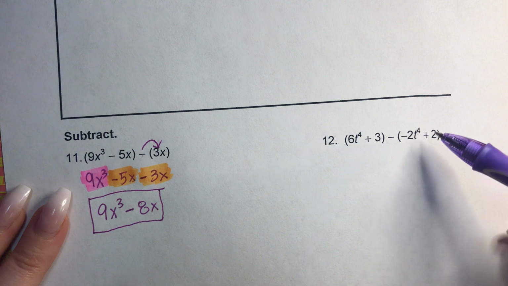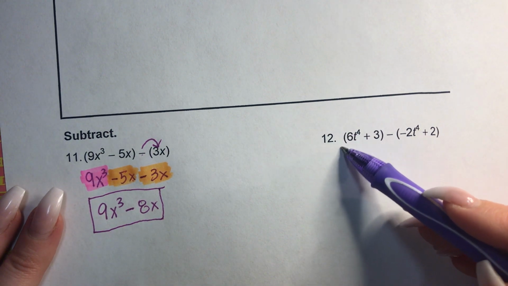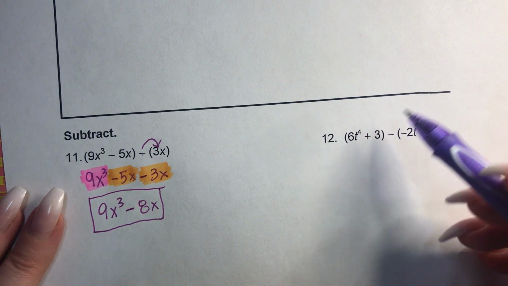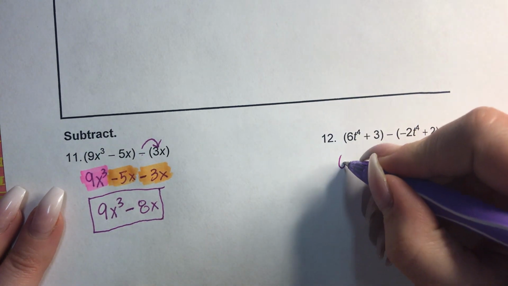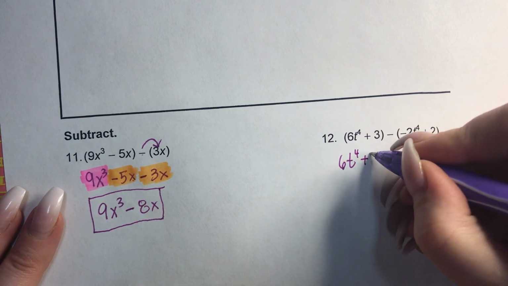Let's see how you did on 12. So here, again, we have our parentheses, but there's no number in front of here besides a 1. So these parentheses are really unneeded, so I'm just going to drop them and rewrite. So 6t to the 4th plus 3.